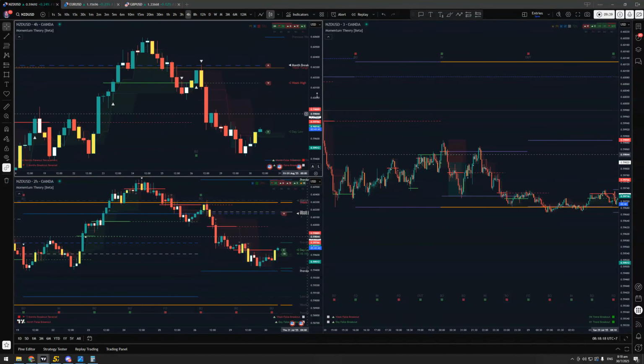London session. I said that I missed this one on Monday. I saw that move, but I just could not find any entry on the way down on the M2, I think. Could not find any entry.